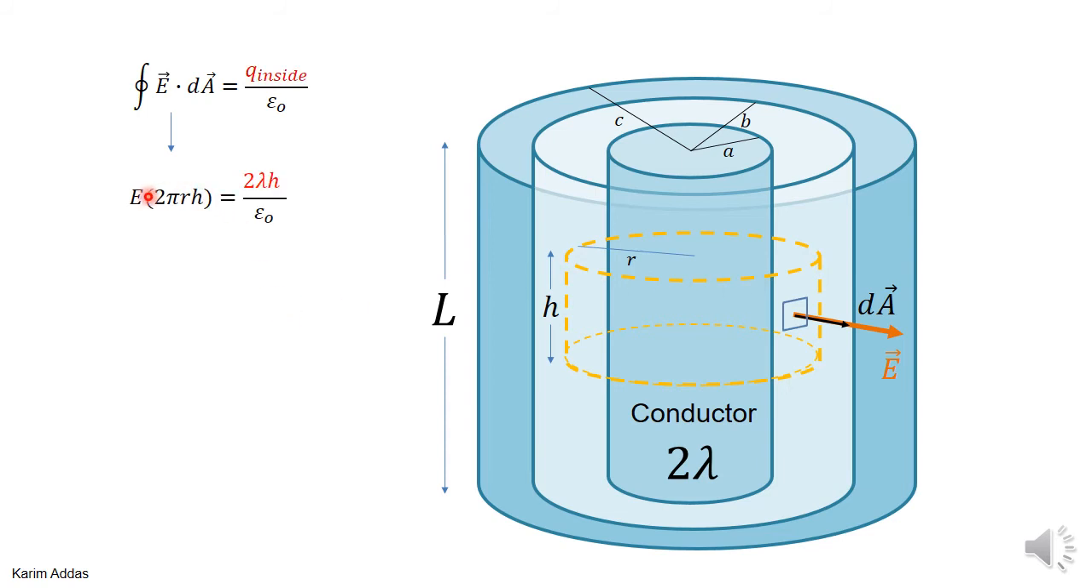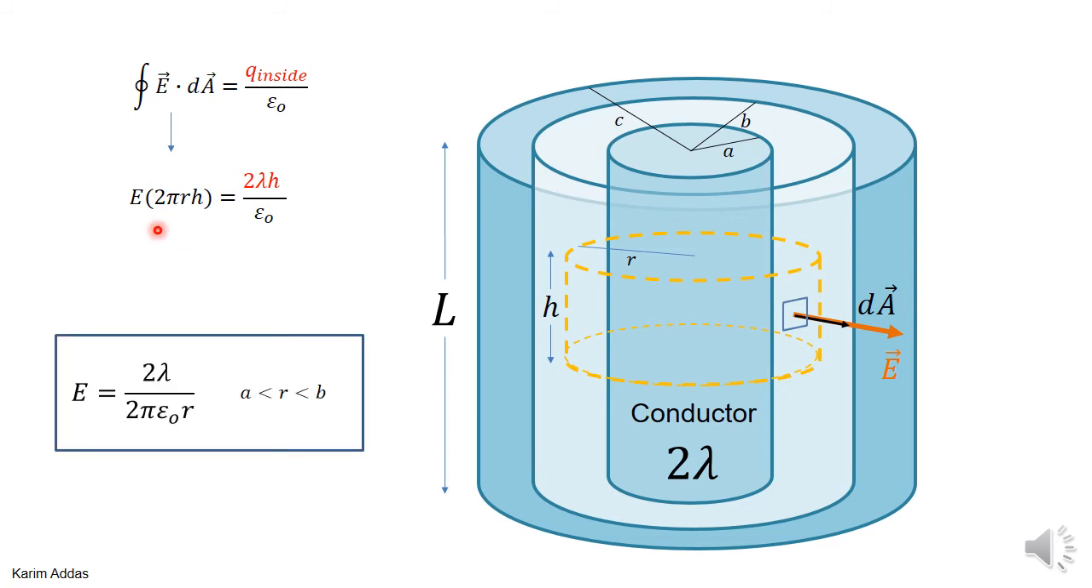So now we know the left-hand side, we know the right-hand side, and you can see straight away that the h will cancel with the h, and the 2 will cancel with the 2. Well, let's not cancel the 2, we'll keep the 2. So then the electric field turns out to be 2 lambda over 2 pi epsilon naught r. So this is the final result for the region between A and B.